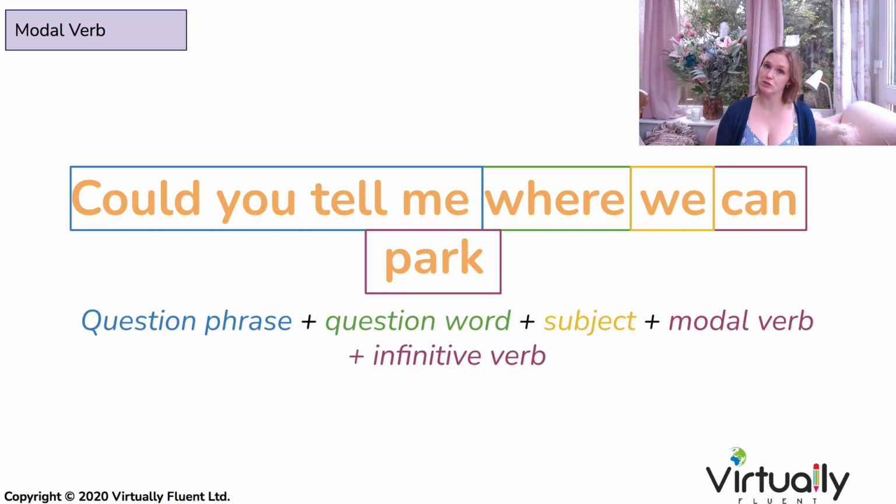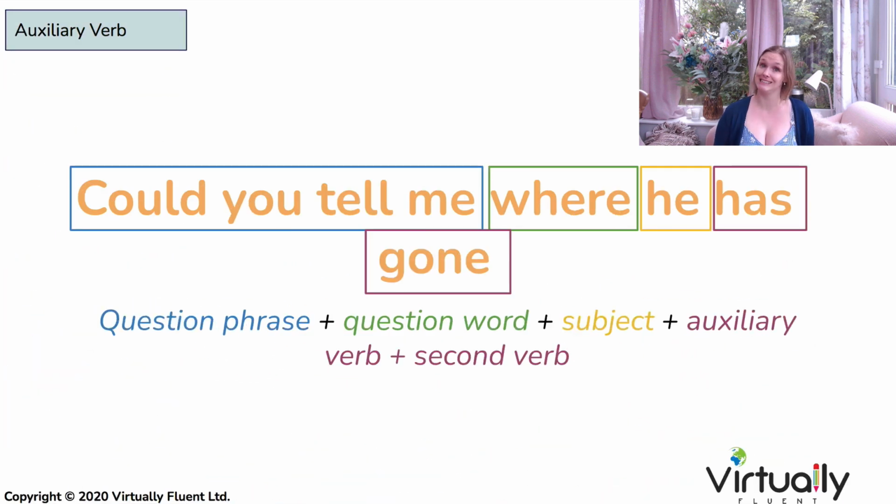When we use modal verbs in indirect questions, it's exactly the same, that the modal verb and the infinitive verb will be pushed after the subject. For example, could you tell me where we can park? And it's the same if it's an auxiliary verb, if it's a tense that requires an auxiliary verb. For example, here is a sentence in the present perfect tense. Our auxiliary verb is has, have. Could you tell me where he has gone? So all those verbs are after the subject, like a general statement.